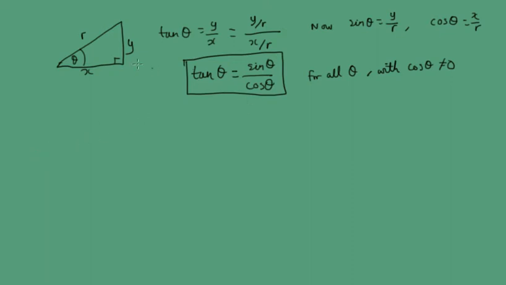Now, similarly, x squared plus y squared equals r squared. And we know x over r squared plus y over r squared must equal 1.